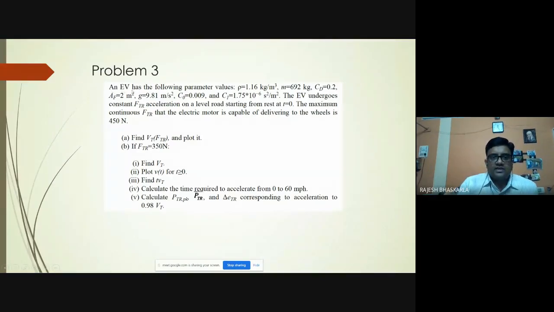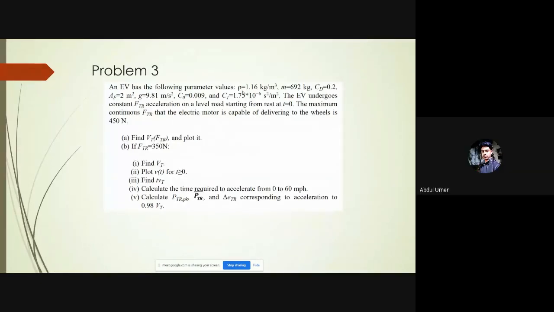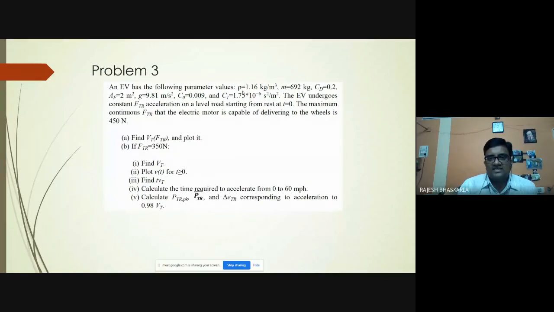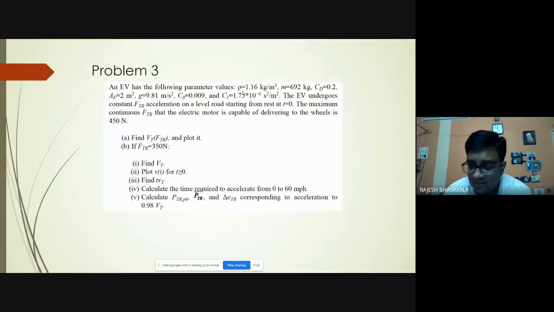An electric vehicle has the following parameter values. What is rho? Density. Yeah, very good. Air density. Where is it required? In calculating the aerodynamic drag force. For that we require rho. Rho is 1.16 kg per meter cube. Mass of the vehicle is 692 kg.